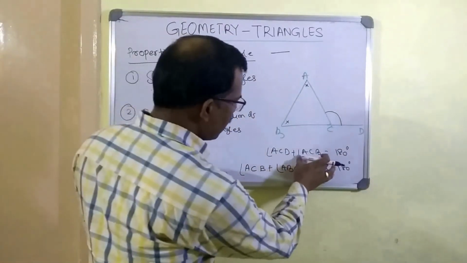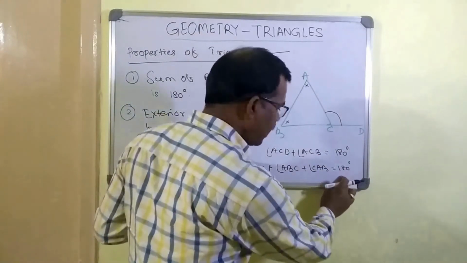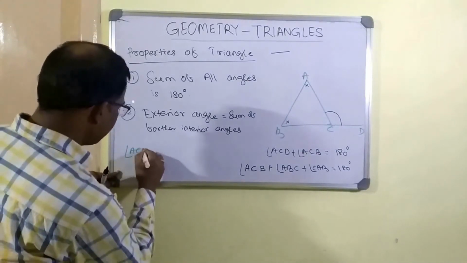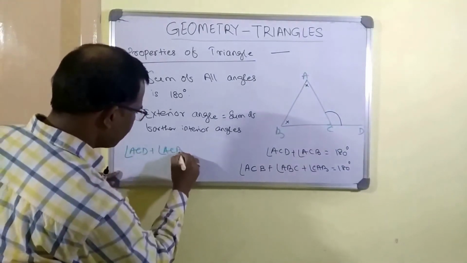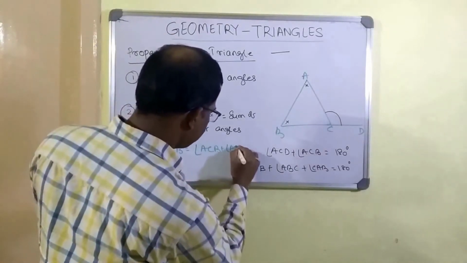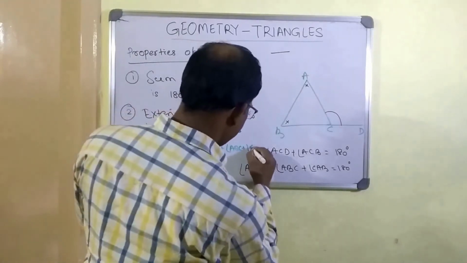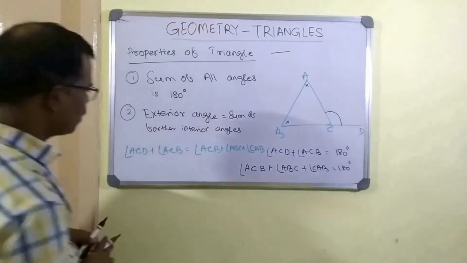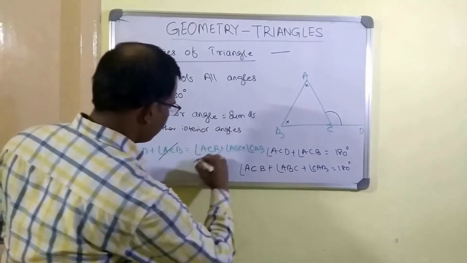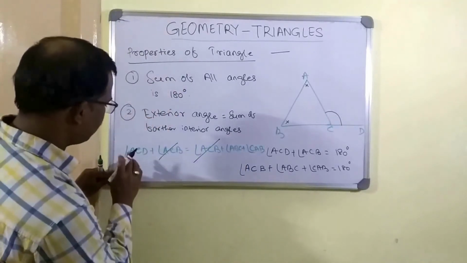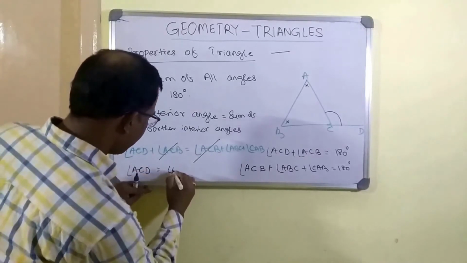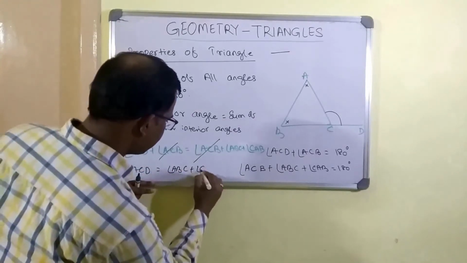Now let us equate these two. Both are equal to 180 degrees. So we can write angle ACD plus angle ACB, which will be equal to angle ACB plus angle ABC plus angle CAB. Right? So you have ACB on both sides. We can cancel them out. So finally your equation remains angle ACD is equal to angle ABC plus angle CAB.